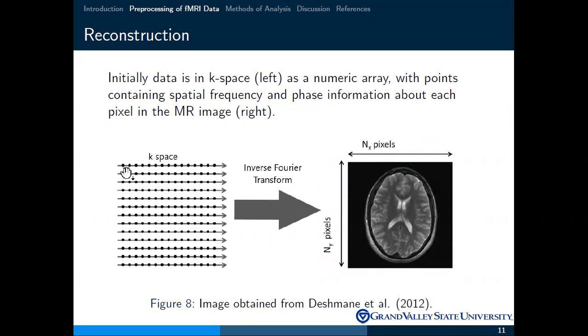So it's not that one point in K-space maps exactly to one pixel in the image. It's that one point describes many characteristics regarding frequency and phase information about the time series for the entire image. So some methods directly analyze data in the frequency domain for fMRI data, but most analyze it after it's been converted to the time domain. And this conversion is done using what's called an inverse Fourier transform.